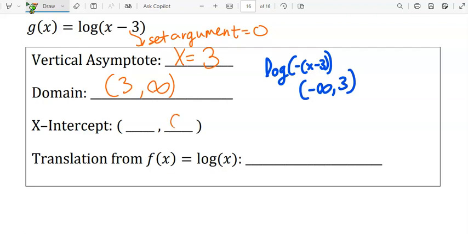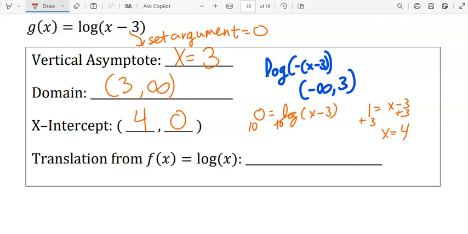For the x-intercept, we want to set this equal to 0 and solve for x. 0 equals log of (x minus 3), raise 10 to each side. 1 equals x minus 3, add 3 to each side. X equals 4. And then the translation from f of x equals log x to the new function g of x went to the right 3.